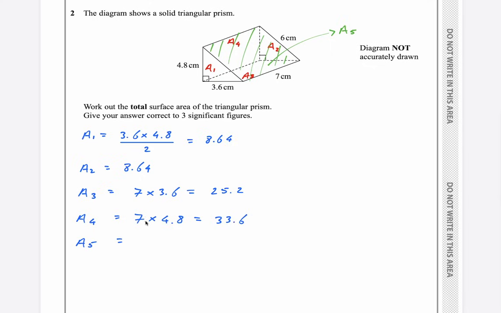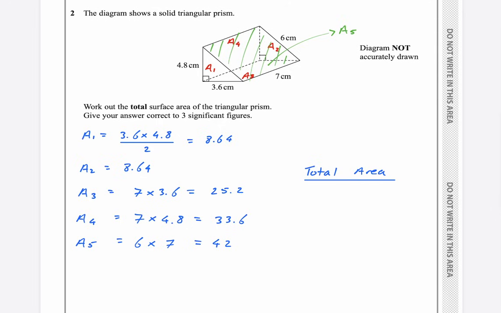And then finally, area 5 is this green one. It is also a rectangle, and it's just 6 times 2. Sorry, 6 times 7, which is 42. Probably why I said 2. So therefore, the total area is just the sum of all these.